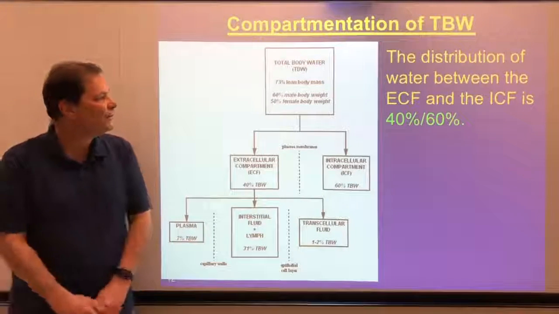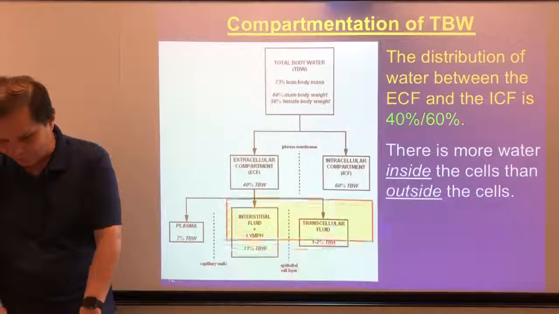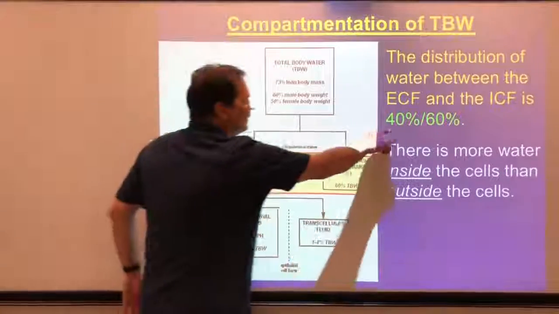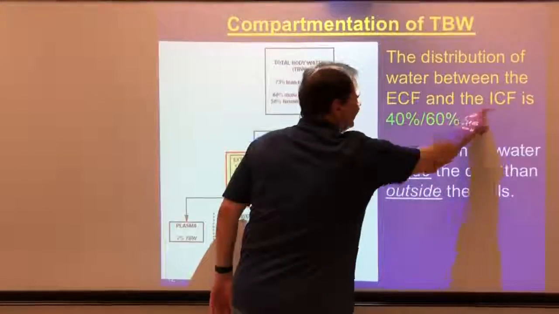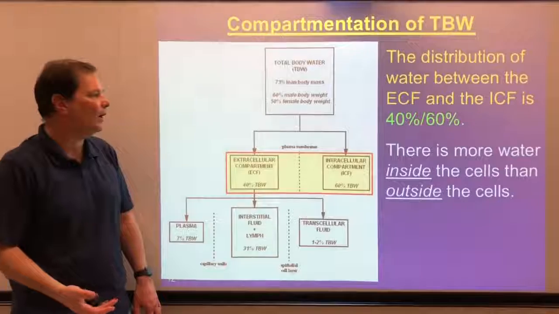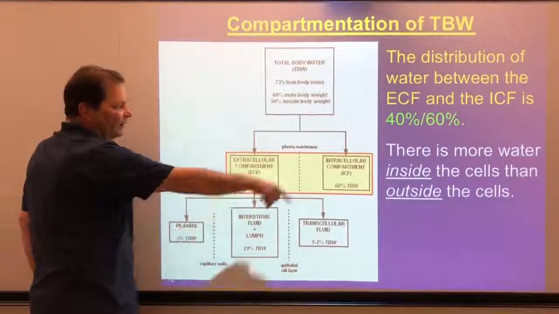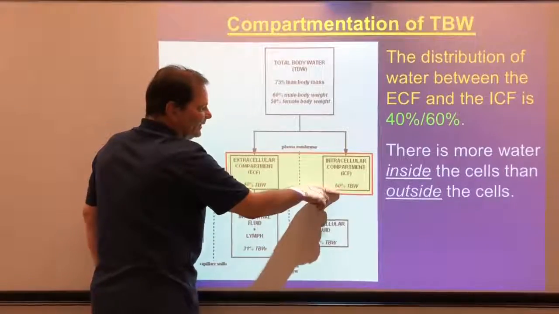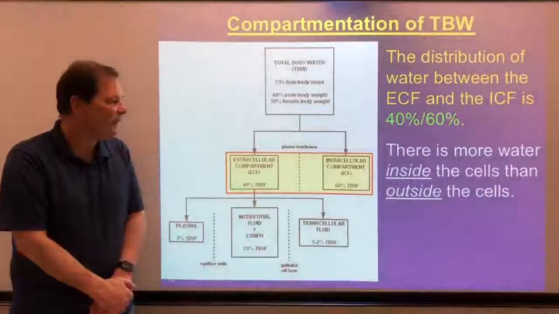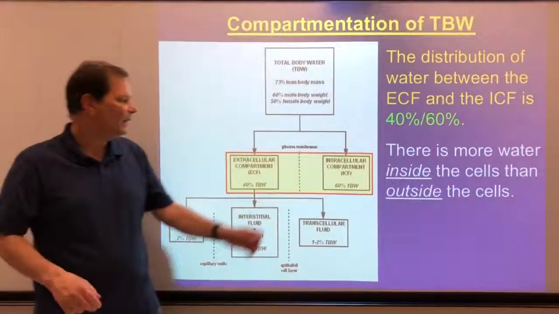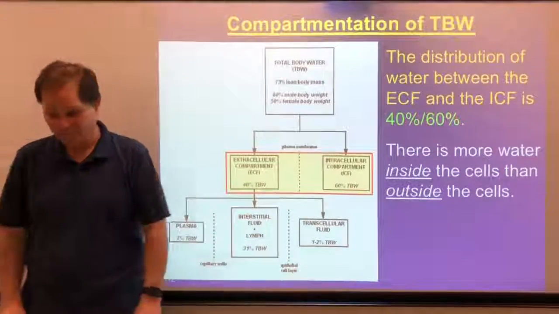The distribution between the water in the intracellular and extracellular fluid is 40-60. 40% extracellular, 60% intracellular. So if you have the total body water, 40% of that total will be in the extracellular compartment, 60% will be in the intracellular compartment. Okay, and again, that'll be relevant to calculations that we are going to do later. But do note there's more water inside the cells than outside the cells. Okay.